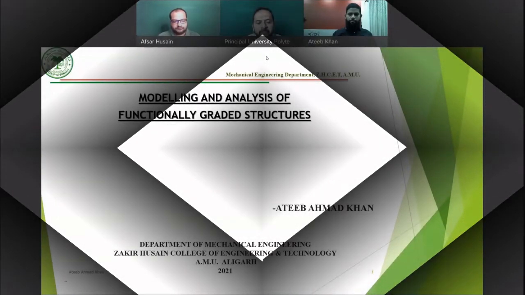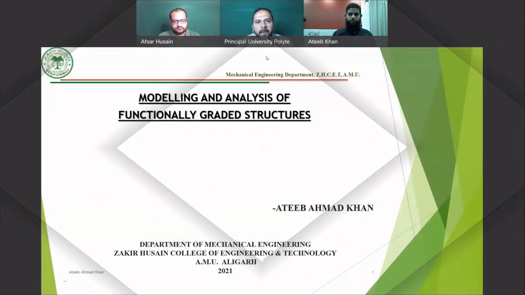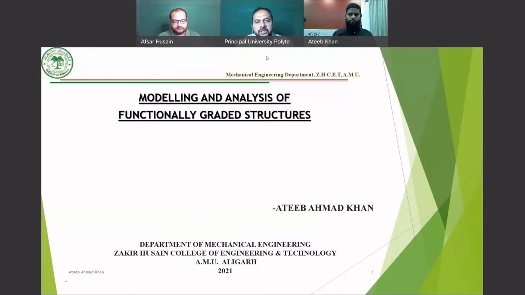Begin with our first session. To moderate this session, I would like to invite my colleague, Dr. Muhammad Danish, who is Assistant Professor in Civil Engineering section, to kindly moderate this session and to take over from now.